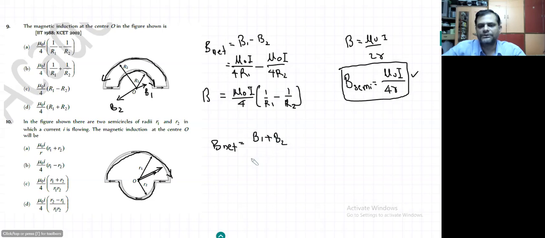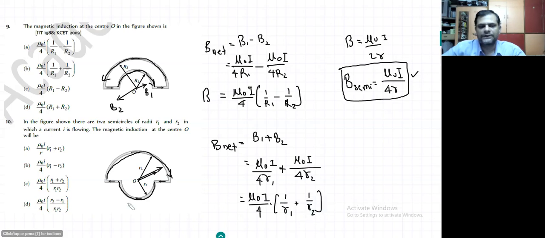So B1 plus B2 agar karenge, to humko kitna milega? Again, B1 is going to be the same here because both of these coils are semicircular coils. So we get mu naught I upon 4R1 plus, only the plus sign will be there in the middle, and here it will be mu naught I upon 4R2. So if we take mu naught I upon 4 common, we get 1 upon R1 plus 1 upon R2. Okay. If we simplify this still further, by taking LCM, then we are left with mu naught I upon 4 into bracket R1 plus R2 upon R1 into R2. Okay. So this is available already in option number C here, which must be the correct one. Yes. Okay.